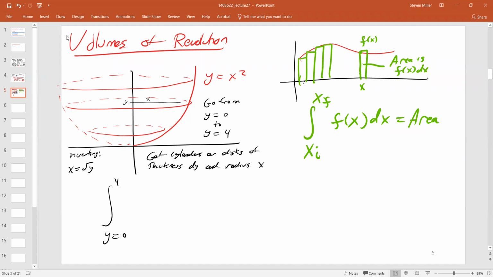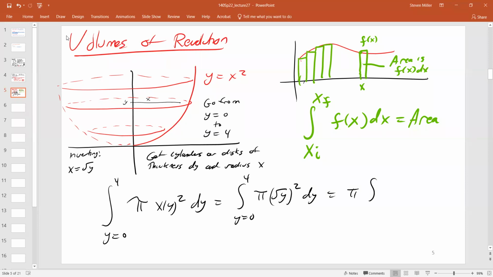The volume of a disk is going to be pi, the radius, which would be x of y squared dy, which is the integral, y goes from 0 to 4, of pi times the square root of y squared dy. I can pull out the pi: integral from 0 to 4 of y dy. This is not that bad of an integral to do.